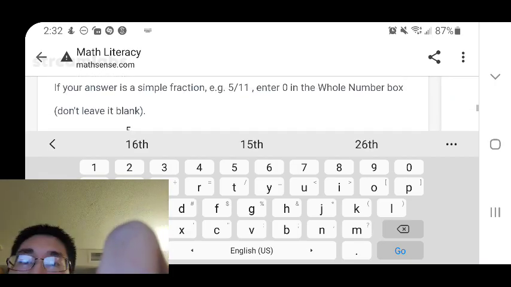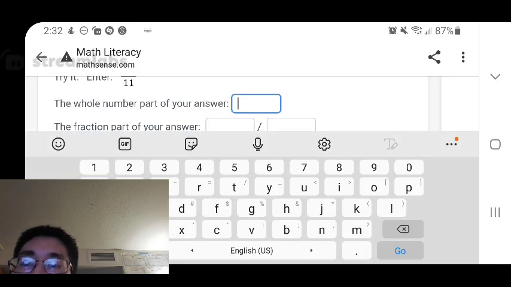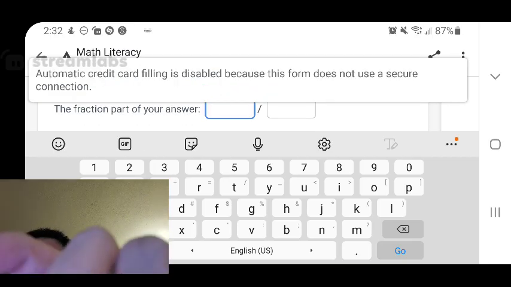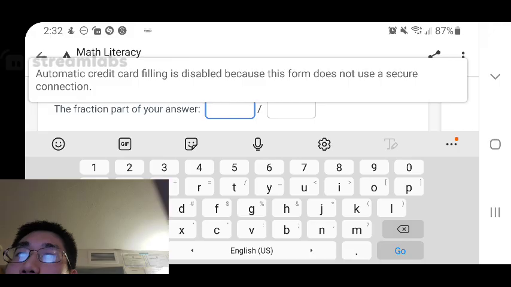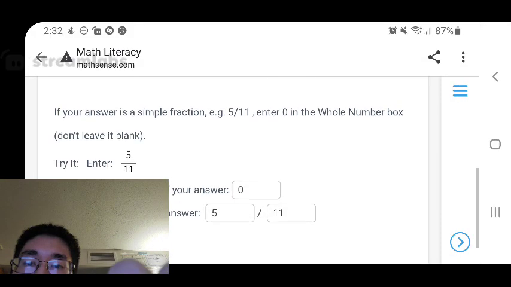If your answer is a simple fraction, 5/11, enter 0 in the whole number box, so 0. The fraction is 5/11.